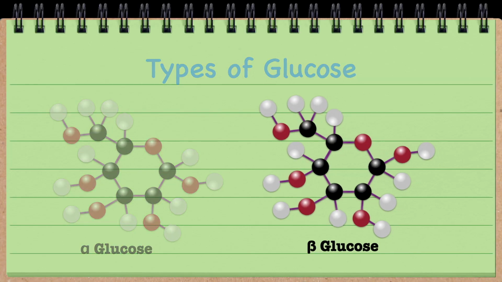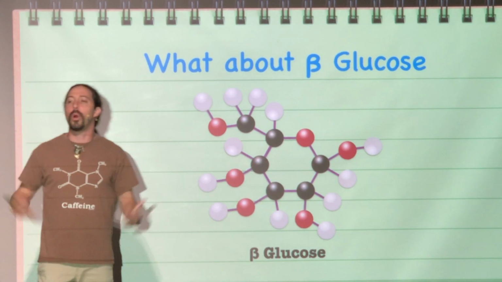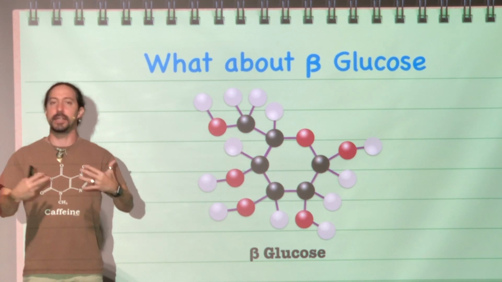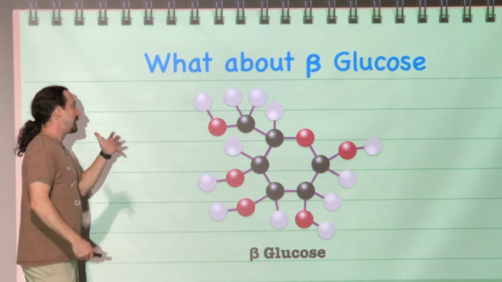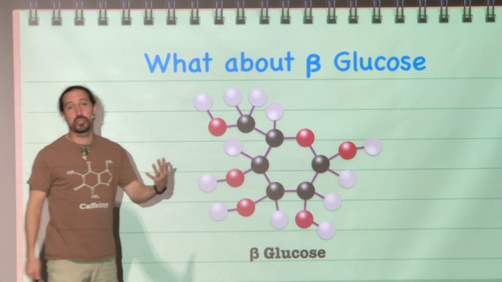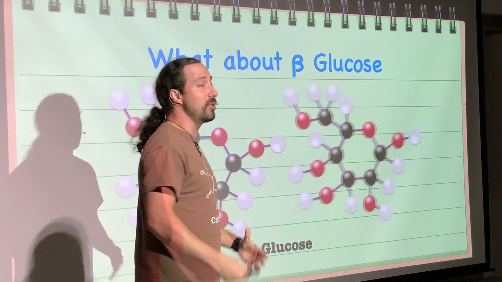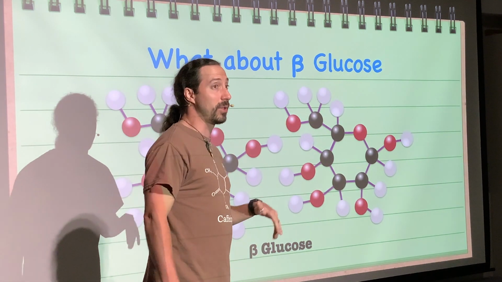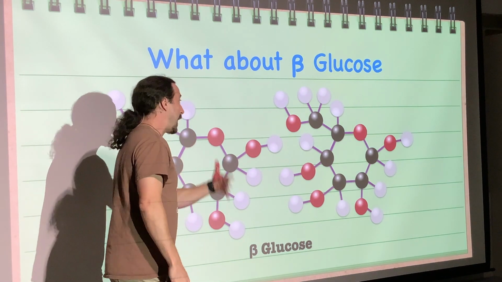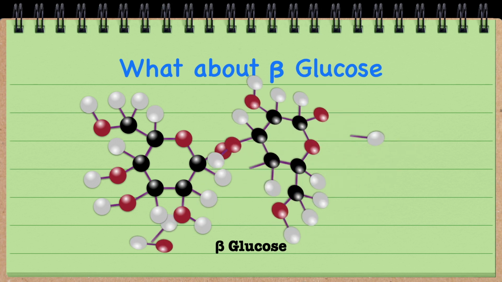But there's that other type of glucose. It's beta glucose. So what gives? What about beta glucose? What makes it different and how is it used? Well, again, the difference here is how that hydroxyl group is coming off the first carbon. And that's going to mean that when it bonds using dehydration synthesis with another beta glucose, they're not going to bond straight across. In fact, what's going to happen is we need to flip our other beta glucose.